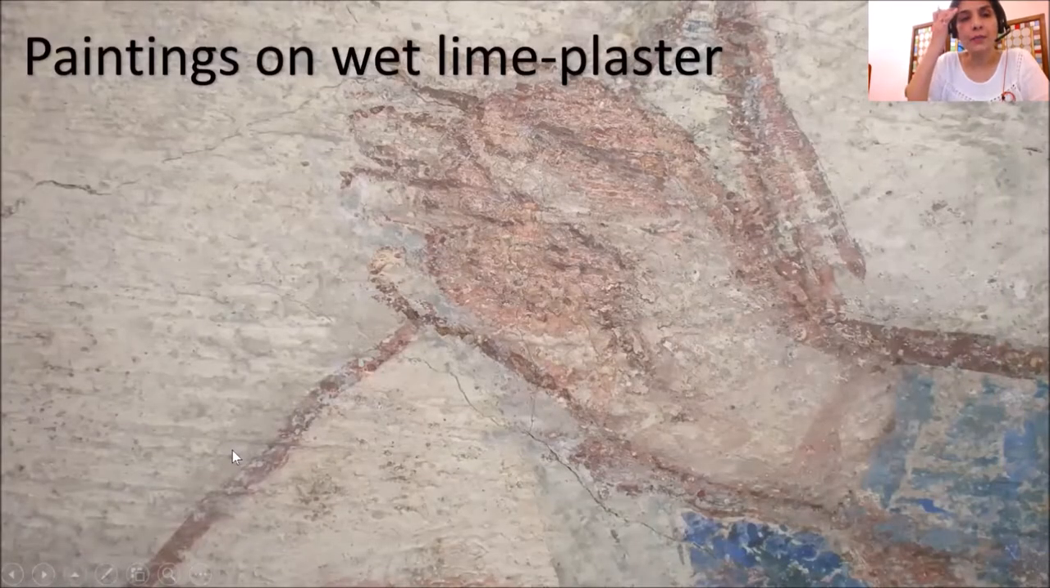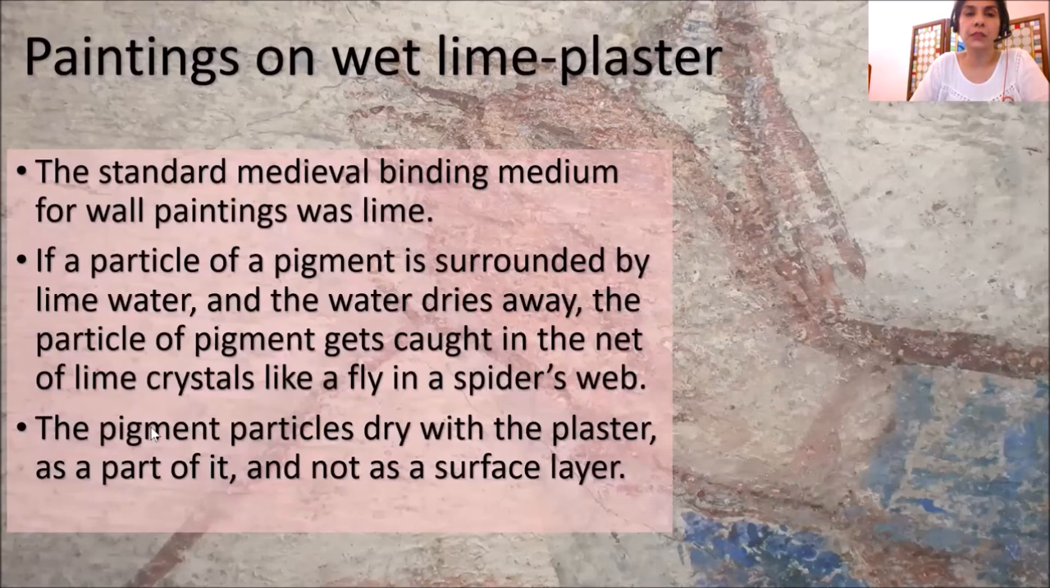Now, paintings on wet lime plaster, I would just like to mention that the oldest paintings, we'll see in later slides, the oldest ones that we have seen, are from around 3500 BC, meaning 4,000-5,000 years back. And the oldest known fresco paintings, true fresco paintings, are from that period. And the standard medieval binding medium for wall paintings was lime. In that period also, 600 to 1,580.